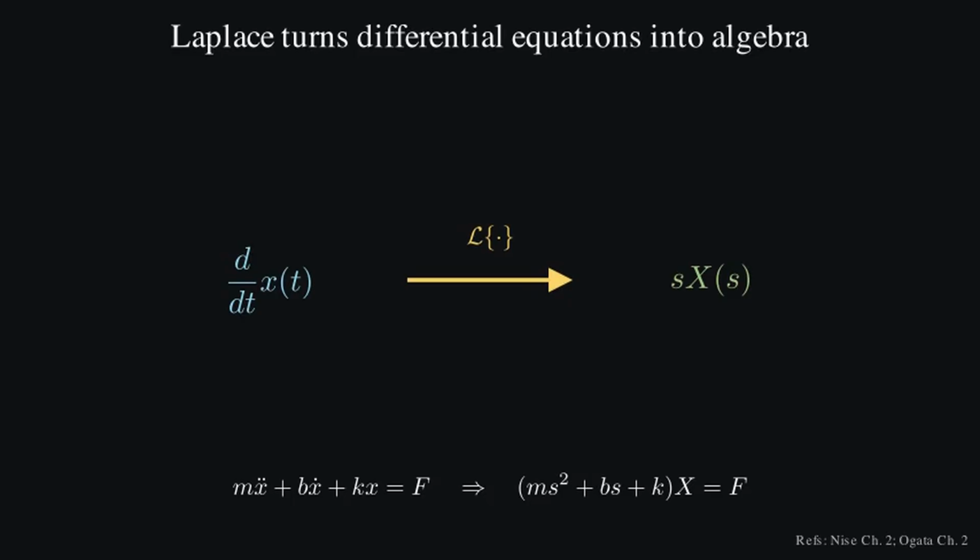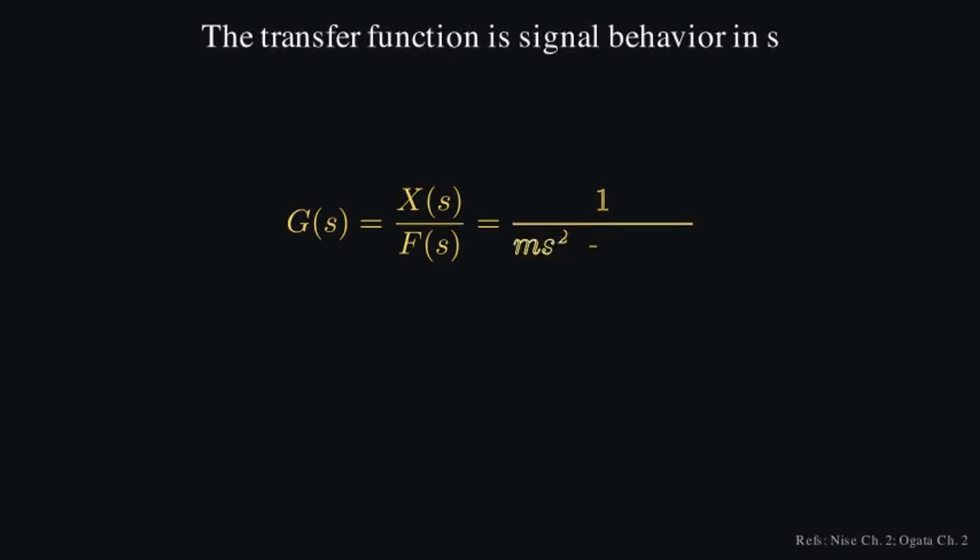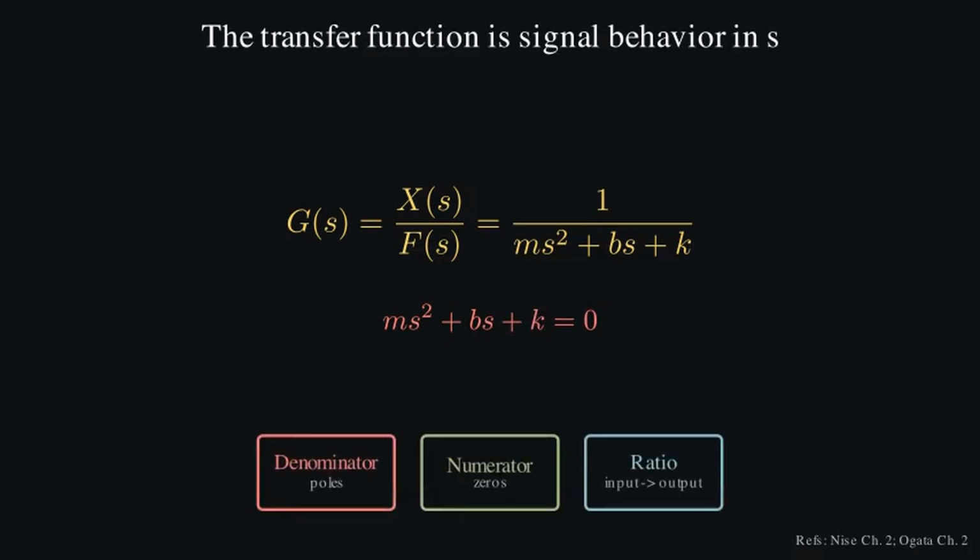The Laplace transform turns differential equations into algebra in the s domain. A derivative becomes multiplication by s. Once initial conditions are treated separately, that turns m x double dot plus b x dot plus k x equals f into (m s squared plus b s plus k) times X equals F. The reward is that natural modes become easier to see.